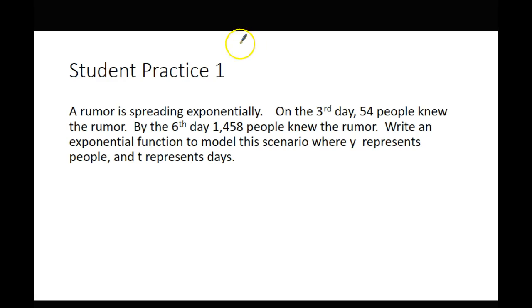Okay, so they tell us that it's t instead of x. I guess that's fine. t represents days and the number of people is y. So on the 3rd day there's 54 and on the 6th day there's 1458. All right, so Edwards, let's plug them in. Give me my first equation, what that should look like.